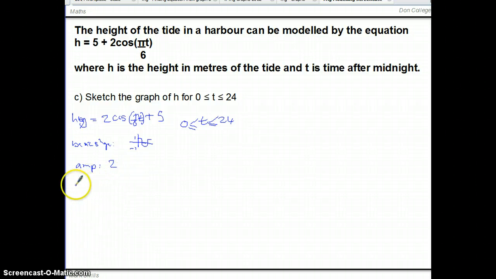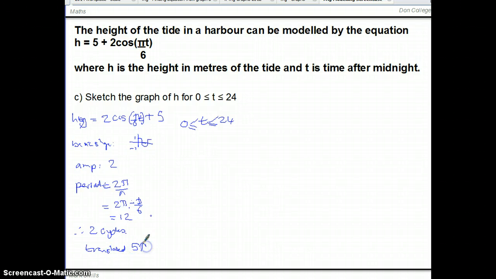Now the period, as we've already worked this out, but remember to always write this out, period equals 2 pi on n. So it equals 2 pi divided by pi on 6, which as we know is 12, because that's like multiplying by 6 over pi. So the period is 12, which means it's going to occur twice within 0 to 24, so we're going to get 2 full cycles, so it might be worth making a note, therefore 2 cycles. And it's also translated 5 up. 5 units up, which we know from there.